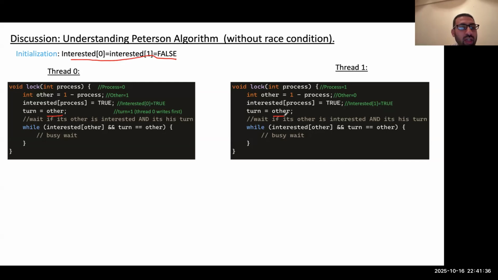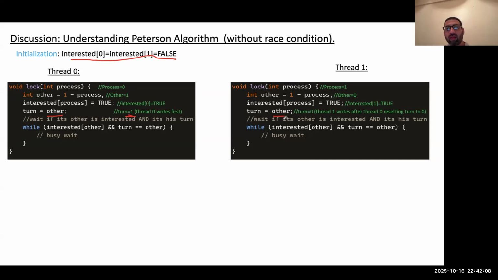It is the decision of the memory controller, which is not part of this course, because it is a hardware component, right? So one of these threads will be allowed to go ahead and write its value. Now let's say that thread 0 or process 0 is allowed to write and thread 1 is made to wait, right? So if that is the case, then turn will be set equal to 1 by thread 0 here, right?